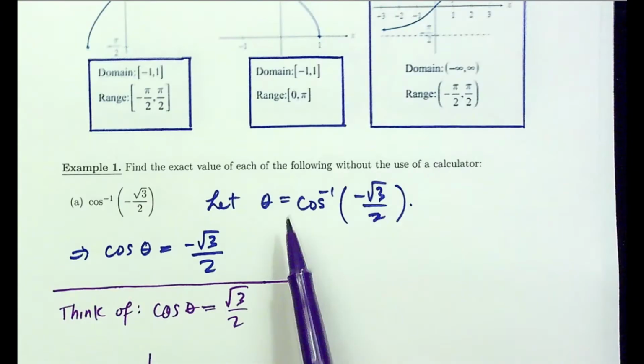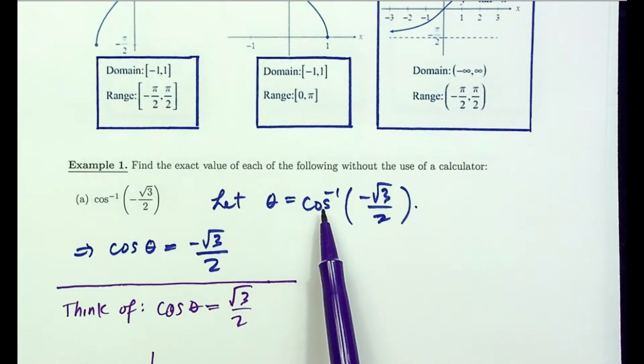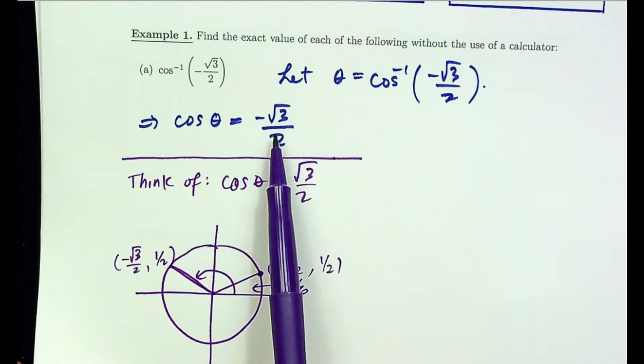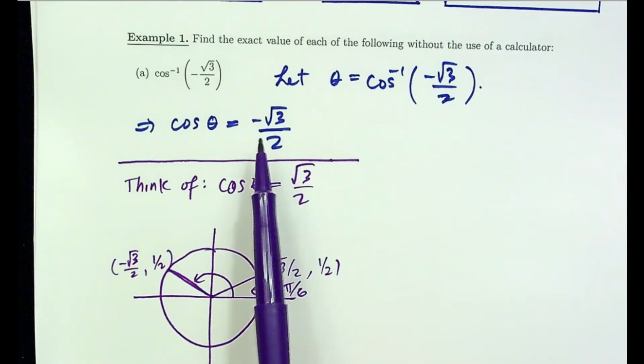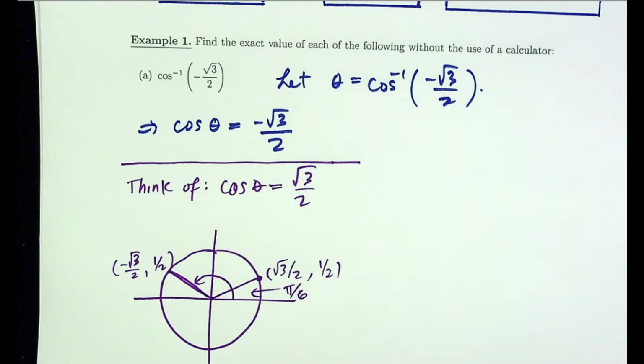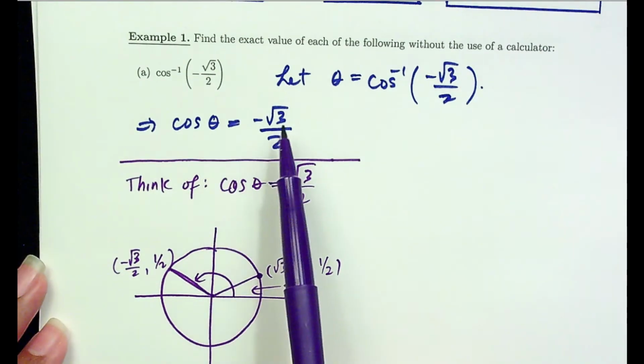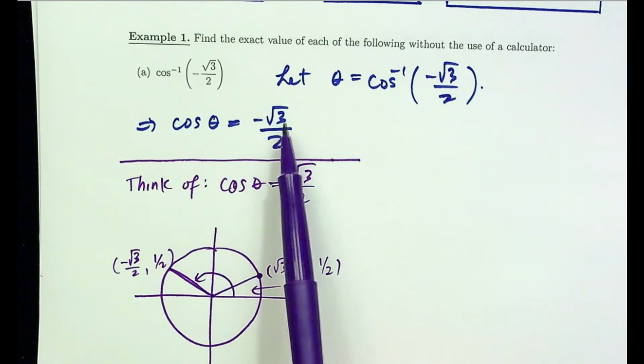I'm looking for an angle that is spit out by cosine inverse. And there's actually infinitely many angles whose cosine equals negative square root of 3 over 2, because cosine has period 2 pi. Remember, it repeats over and over. Every time you add 2 pi, you get the same cosine. So there's infinitely many angles whose cosine is negative square root of 3 over 2.